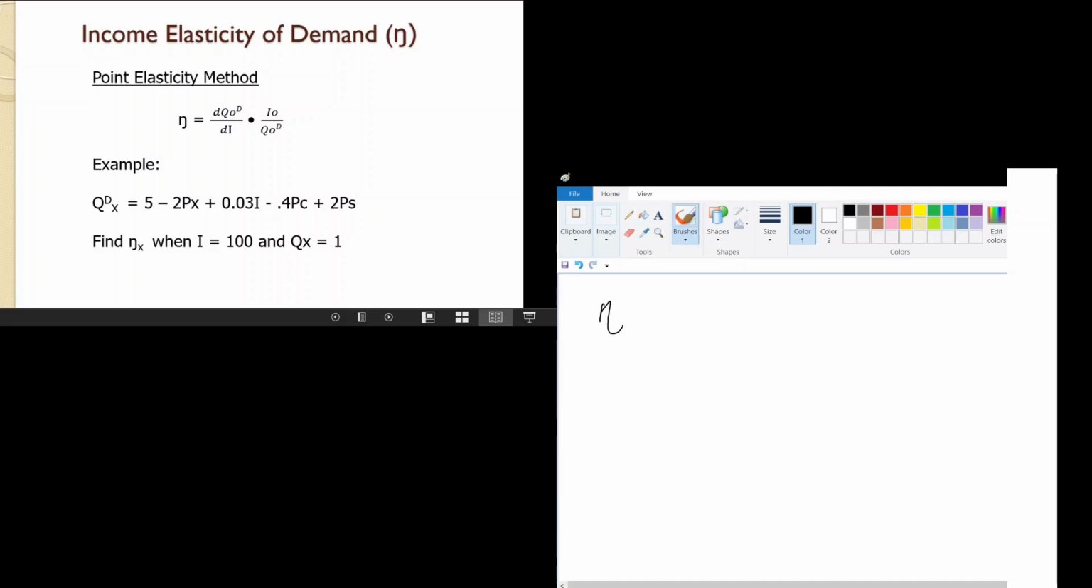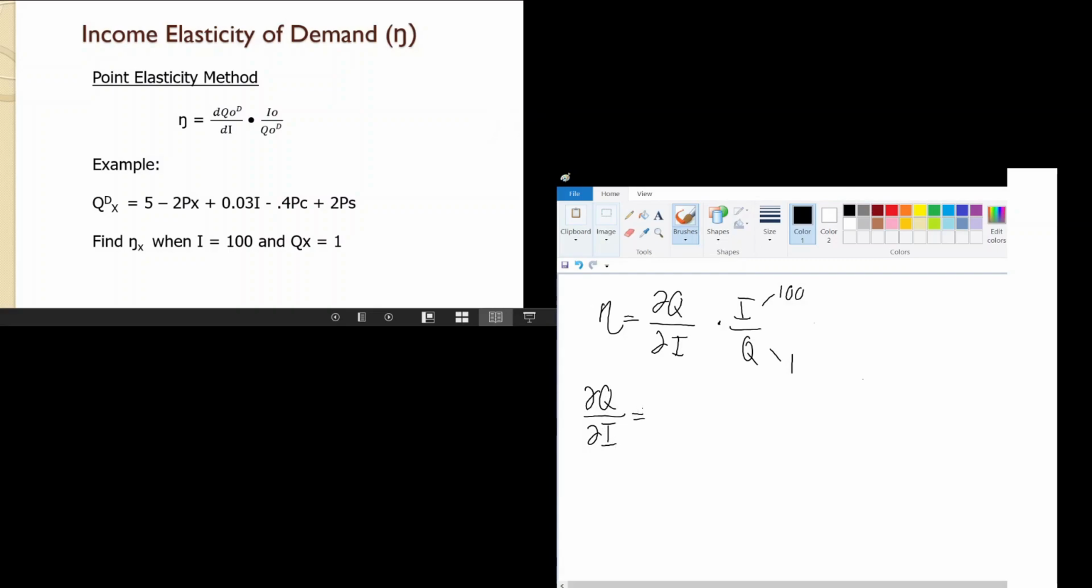Okay. So, meron akong dalawang example. Una to. So, QD equals 5 minus 2px plus 0.03i minus 0.4 pc plus 2ps. Okay? So, sabi natin, kuhanin muna natin yung partial derivative of q in terms of I bago natin ma-multiply sa I over q. So, ang given natin dito, I equals 100 and then q equals 1. So, first step, same lang guys, inuulit lang natin yung ginawa natin nung nakaraan.